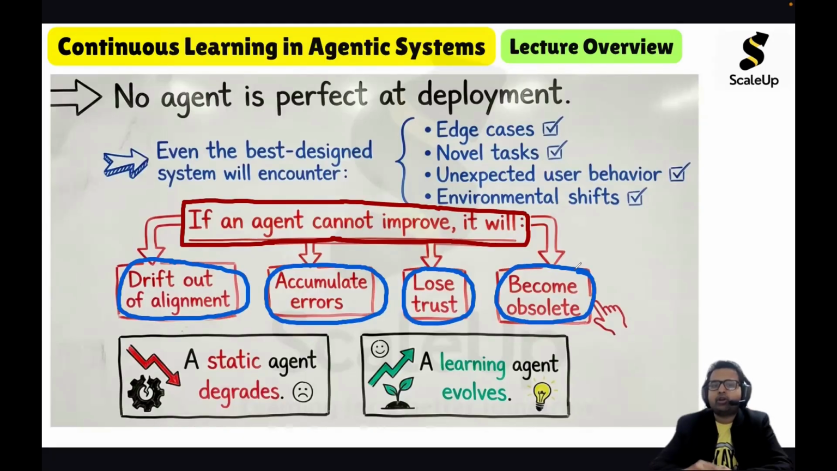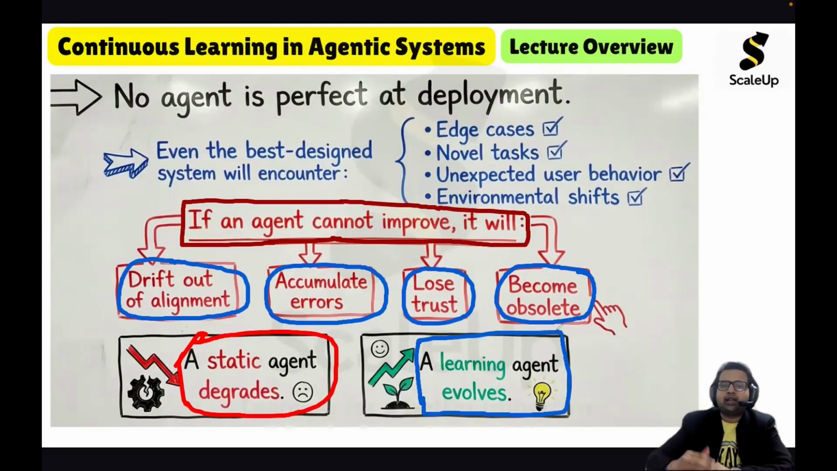So there is a need for continuous learning in agentic systems, because if an agent cannot improve, it will drift out of alignment. Whatever goal the agent was supposed to accomplish, it can drift away from that. It can accumulate errors, lose trust, and become obsolete. So the idea is that a static agent degrades. An agent cannot be static. Rather, we should have a learning agent, because a learning agent will keep on evolving with time.